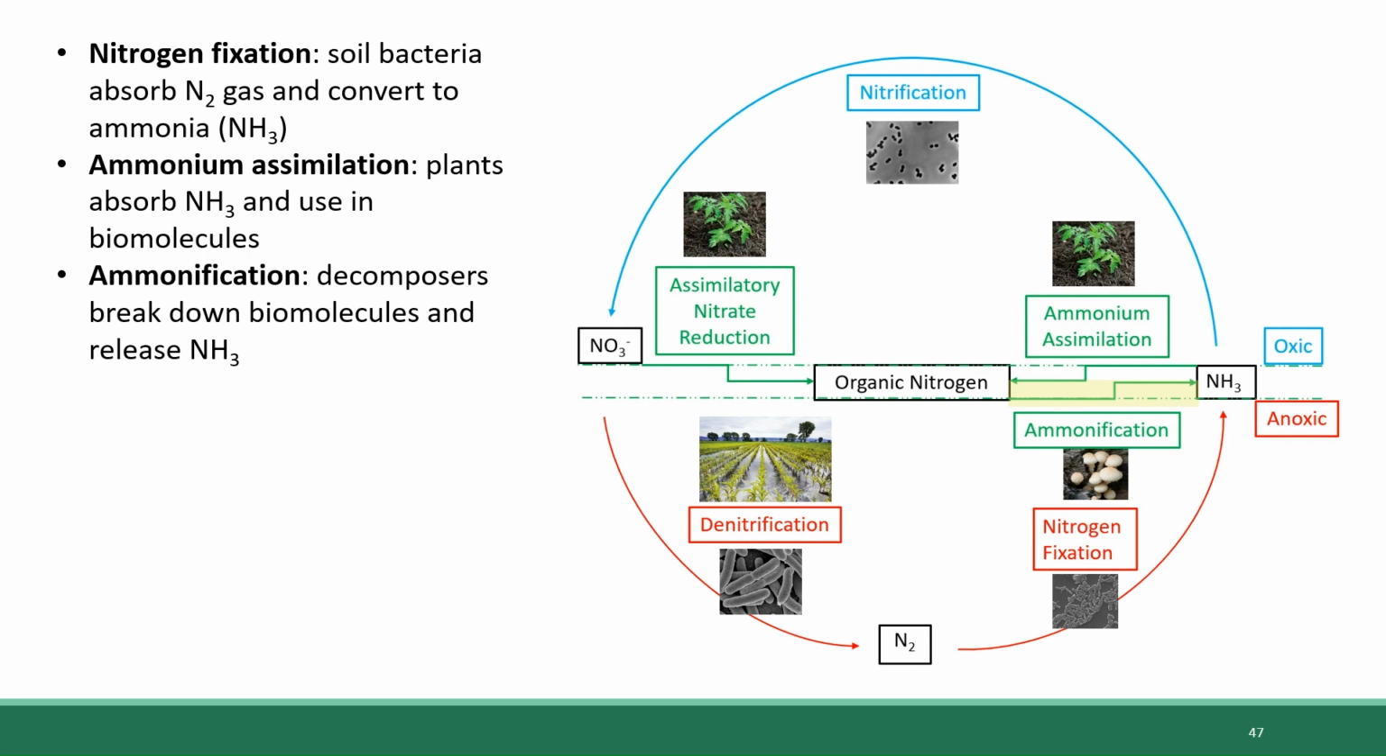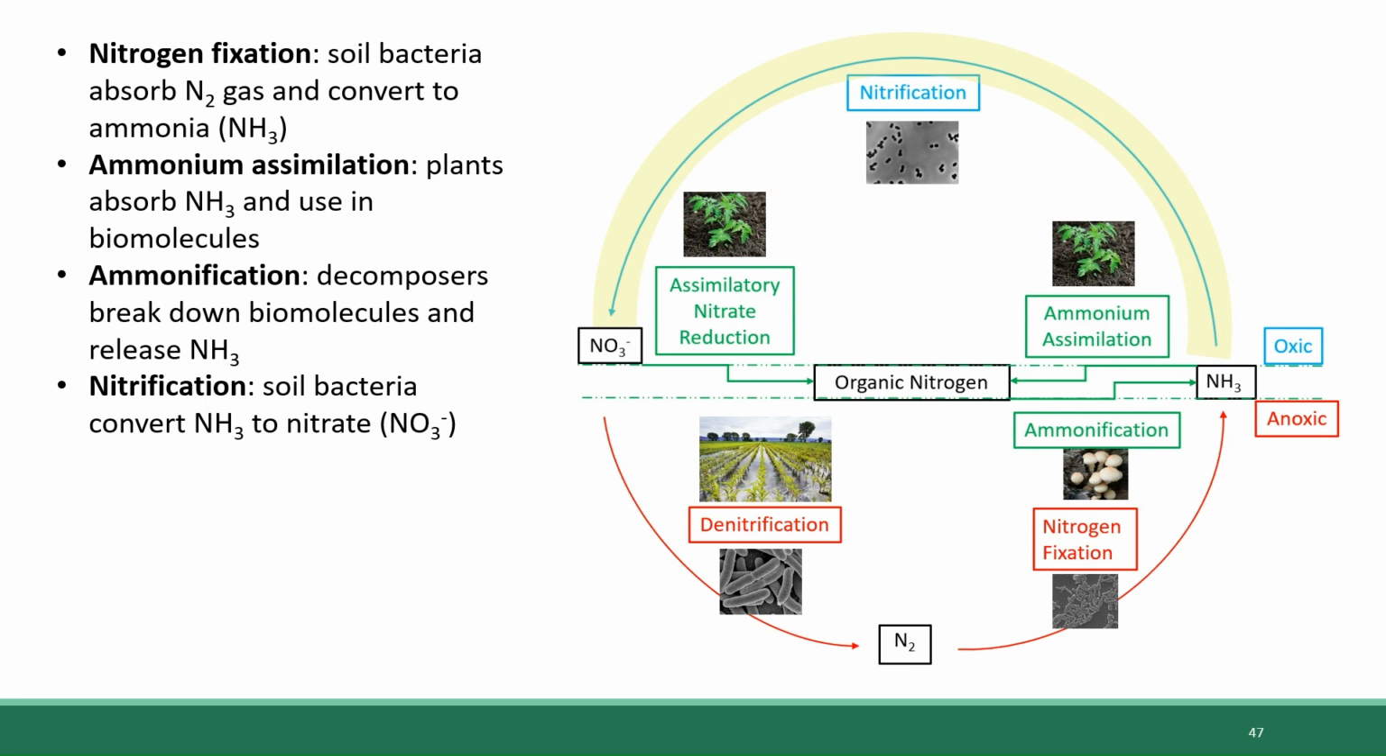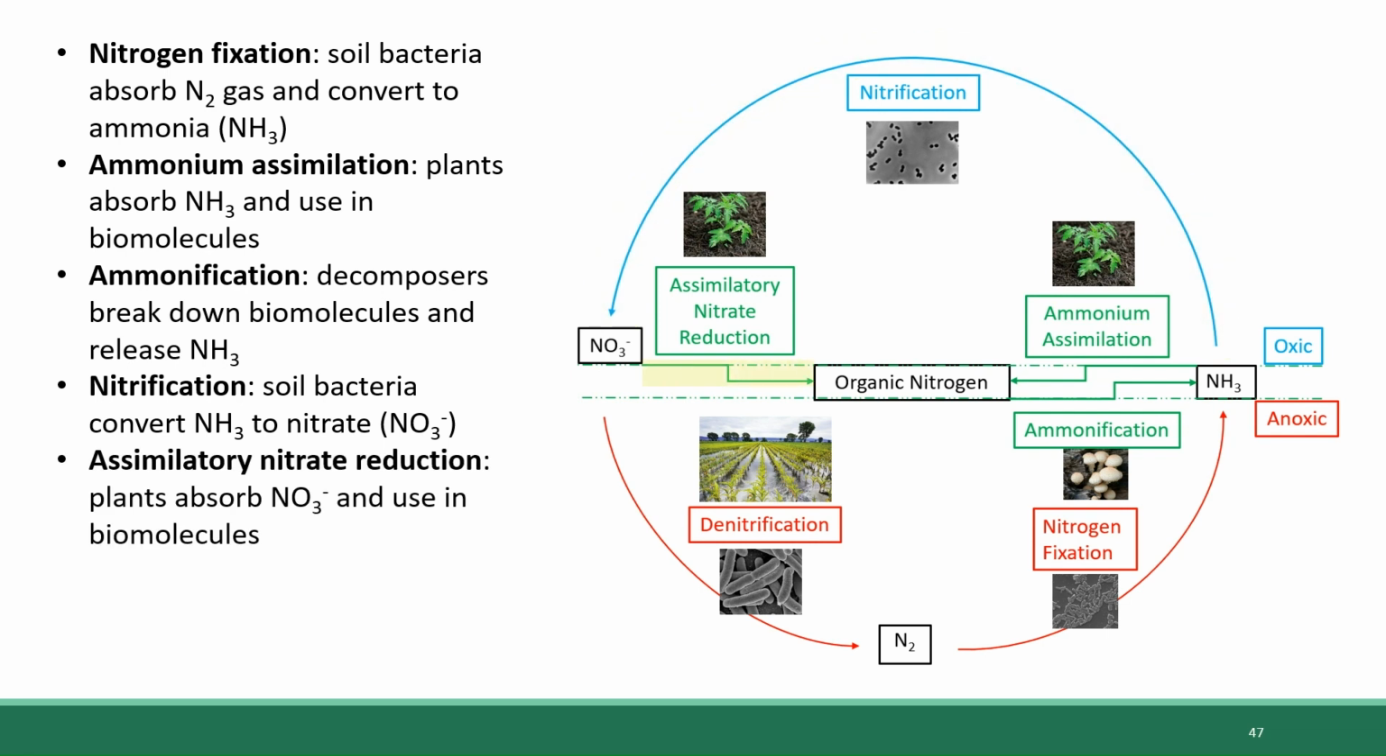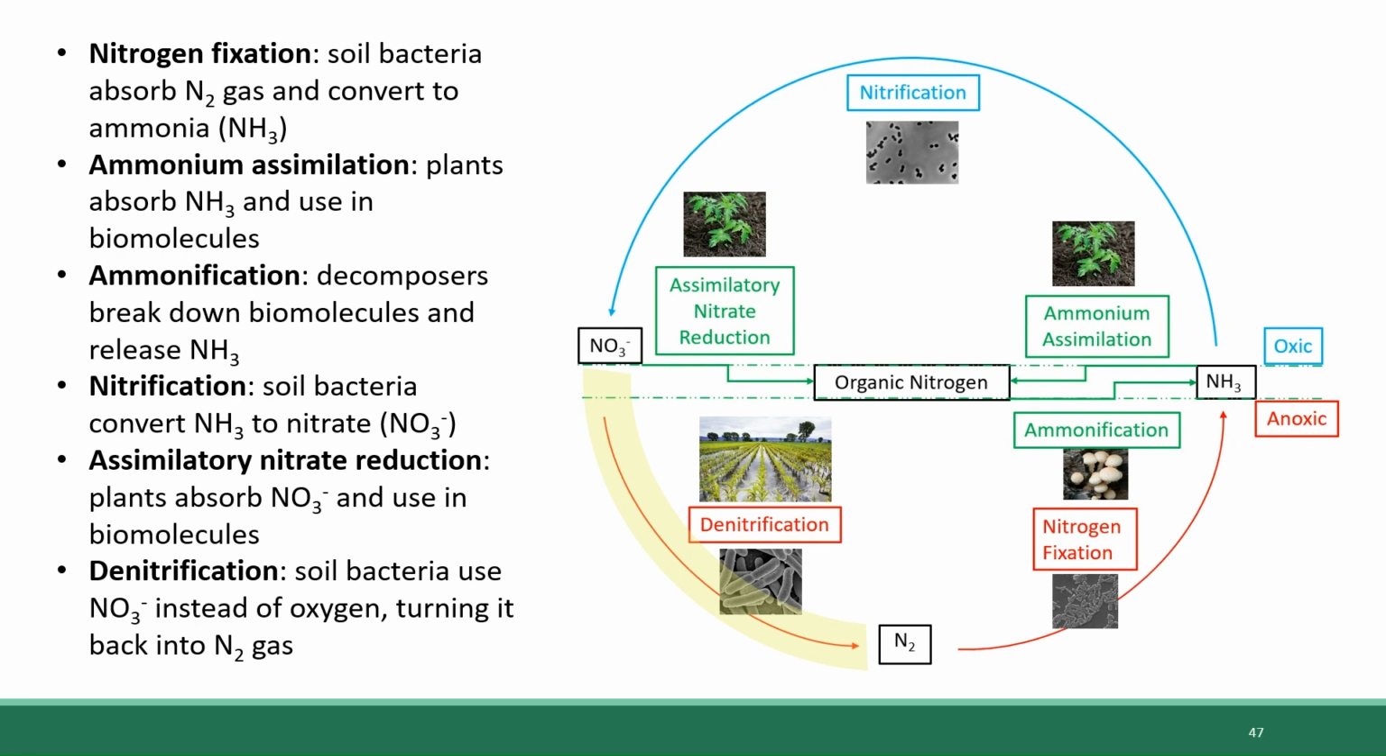But it's not just plants that use ammonia. Other types of soil bacteria can perform nitrification as an energy generating process for their cells, which turns the ammonia into nitrate. And then plants can take up that nitrate in a process called assimilatory nitrate reduction and use it to create their biomolecules as well. However, plants have to compete with soil bacteria for the nitrate. Under oxygen depleted conditions, it can also be used as a substitute for oxygen in anaerobic respiration, and this leads to denitrification and the conversion of nitrate back into nitrogen gas.